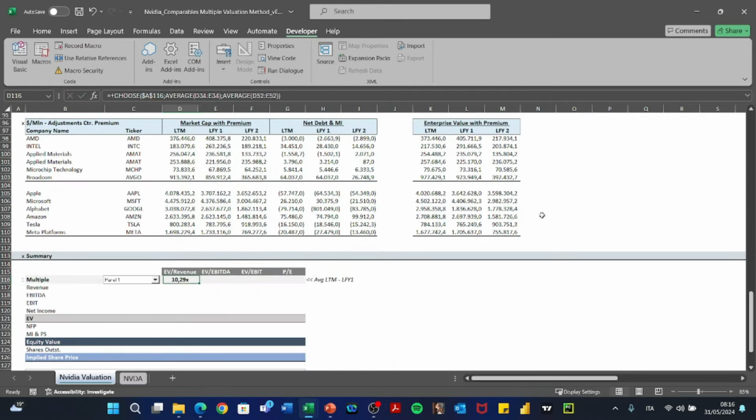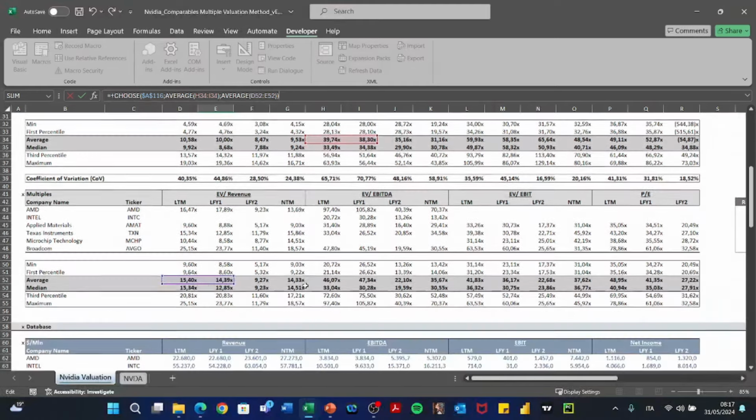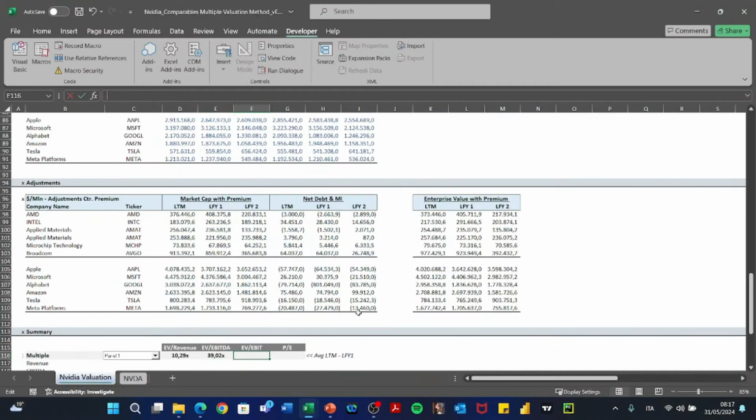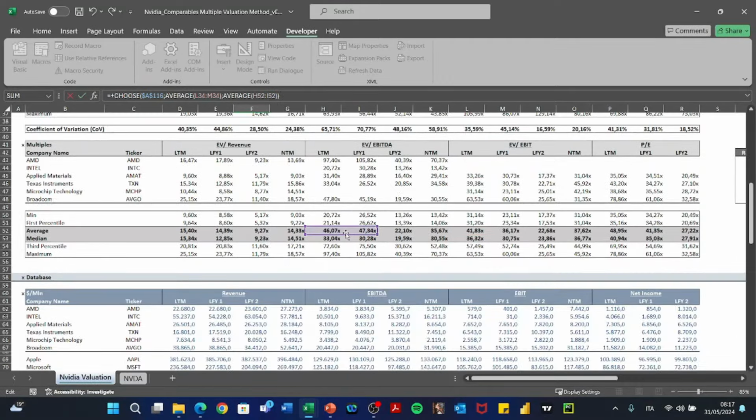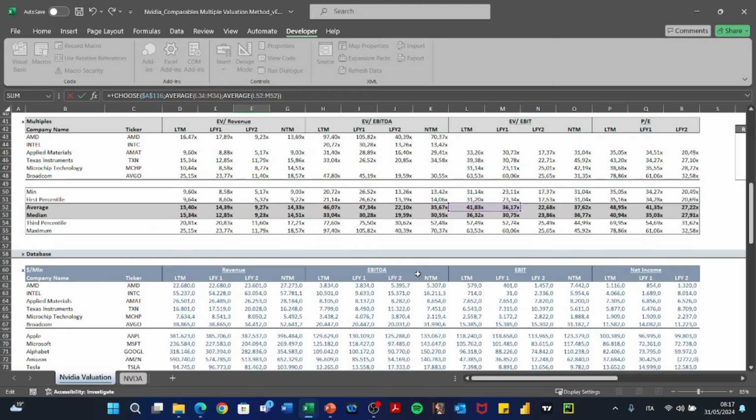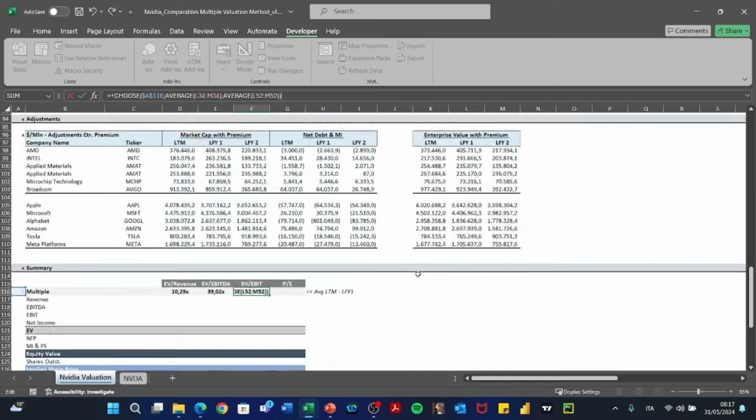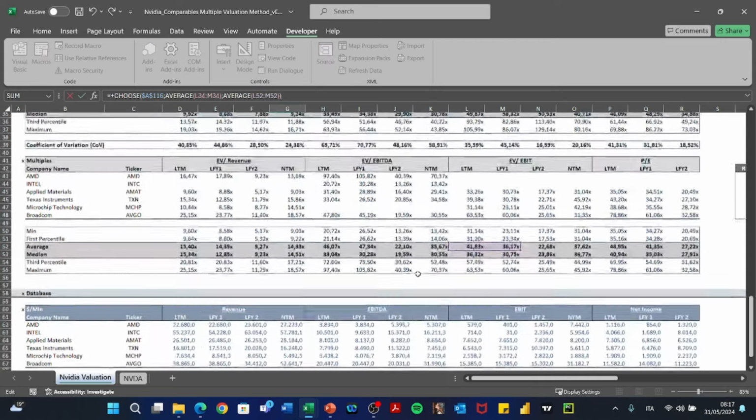Okay, let's now do the same with EV/EBITDA. Let's take the average of the average last 12 months multiple and the average last fiscal year multiple. Let's now do the same with EBITDA and EBIT, sorry. Always the average of the last 12 month average enterprise value on EBITDA and the last fiscal year average enterprise value on EBIT. Okay, and let's now do the same with price to earnings.